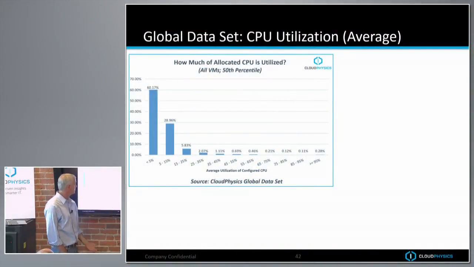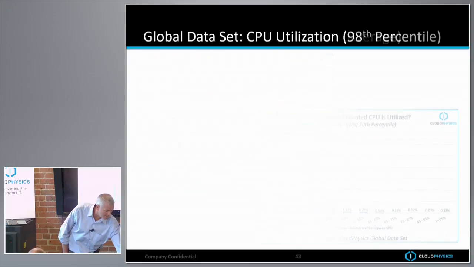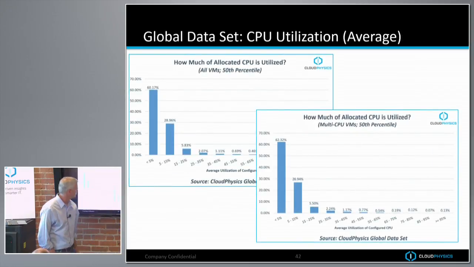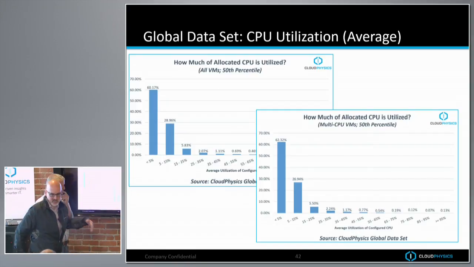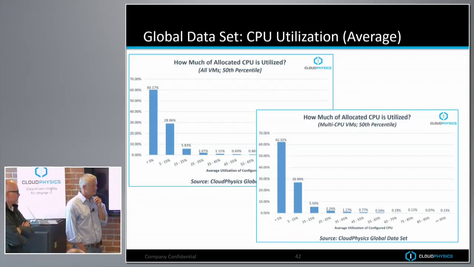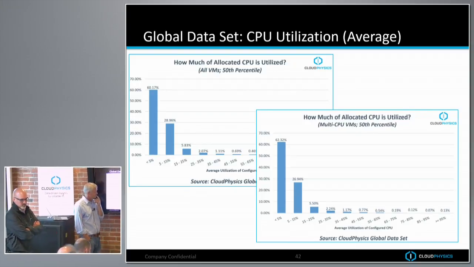So, CPU utilization. Again, because of the resource expertise in the team, we fixate on utilization metrics on all the primary resources. The axes are a little confusing because it's percentage versus percentage. The percentage on the left is the percentage of my VMs that fell in this bucket. You could eliminate this because these tell the story. 62% are less than 5%. 60% of the VMs use less than 5% of the available CPU that's been allocated to them.